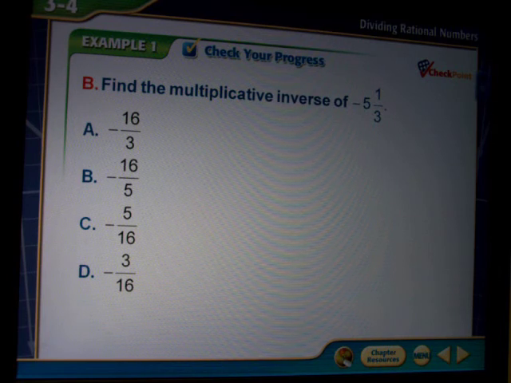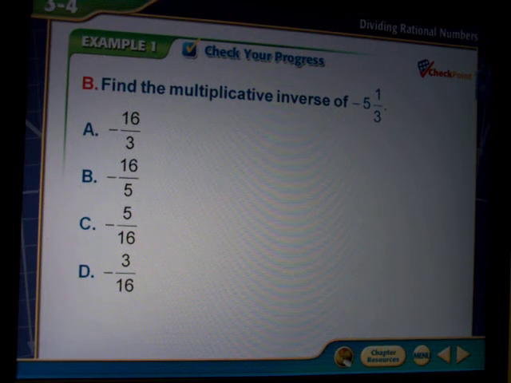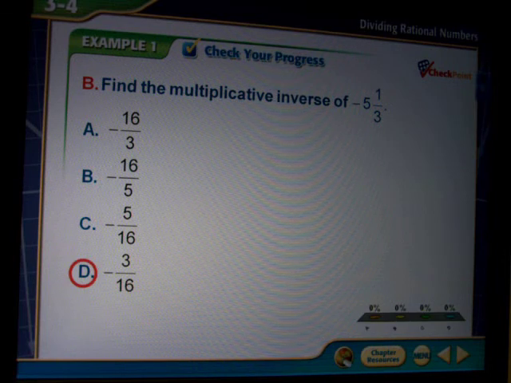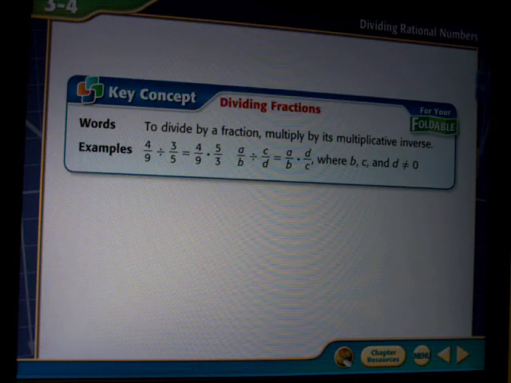So now you're going to find the multiplicative inverse of -5 1/3. Remember, convert this one to an improper fraction first. Is it A, -16/3, B, -16/5, C, -5/16, or D, -3/16? And your answer is D, -3/16.